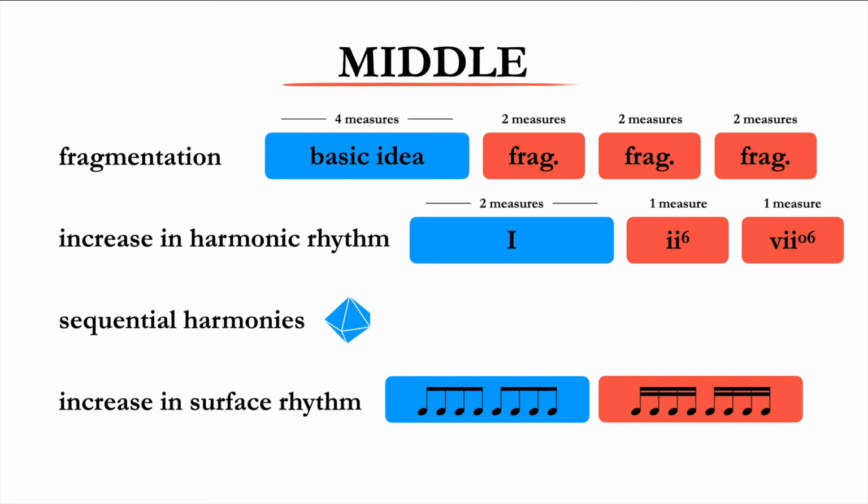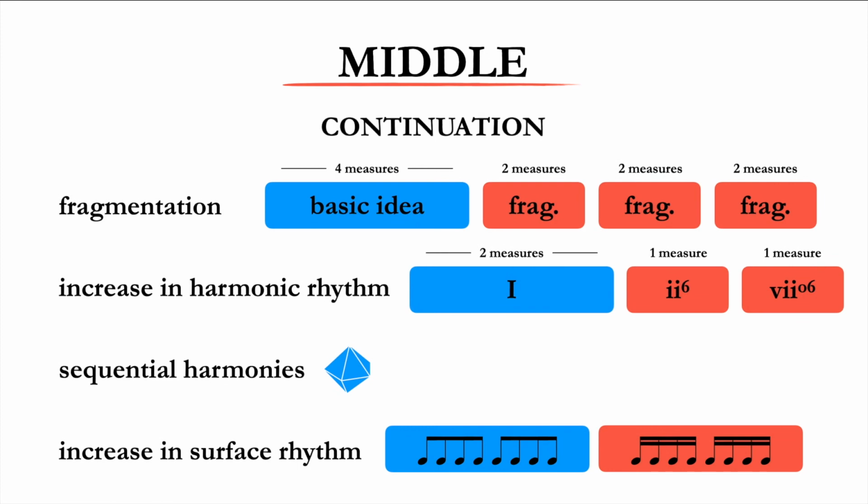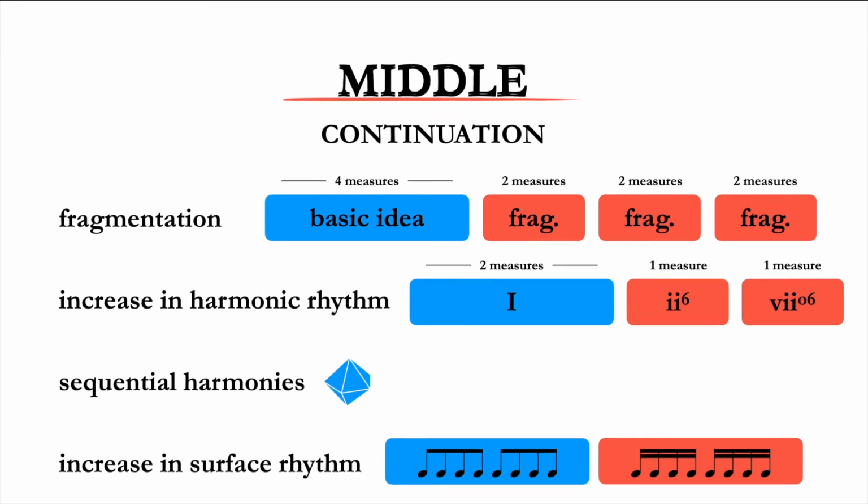Any one of these features is sufficient to express the sense of being in the middle of something, of being in a continuation. So what about endings? In general, composers use cadences to end themes. A cadential progression often lasts 2 measures and always contains V or V7 in root position.